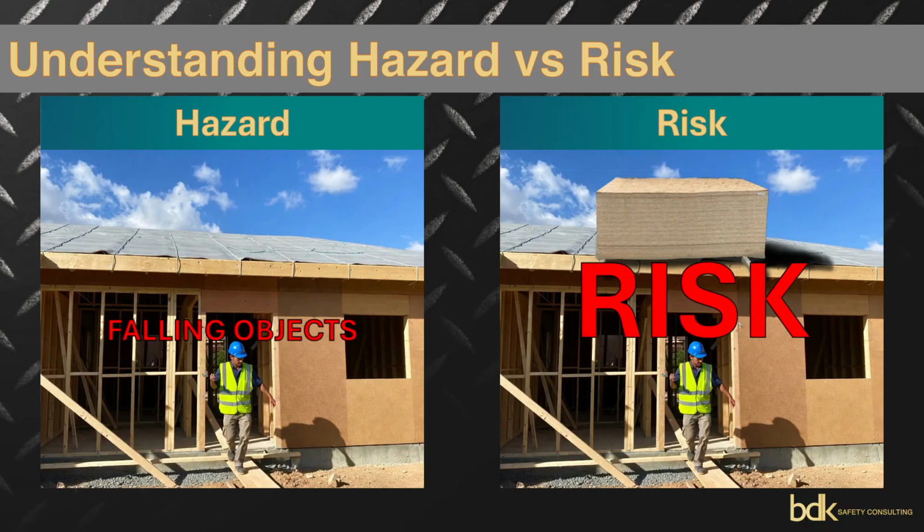A hazard is identified by objective observation, and for the purpose of completing an assessment, the hazard will always be rated as if there were no controls in place. As we will see later, risk is a more subjective assessment.